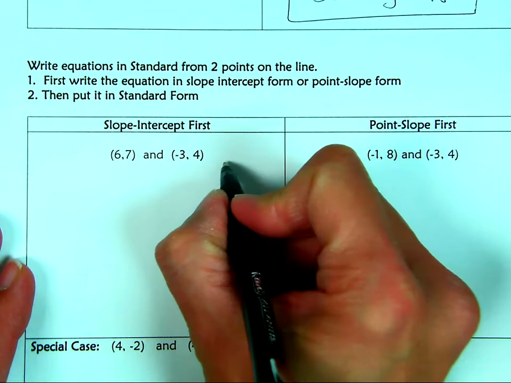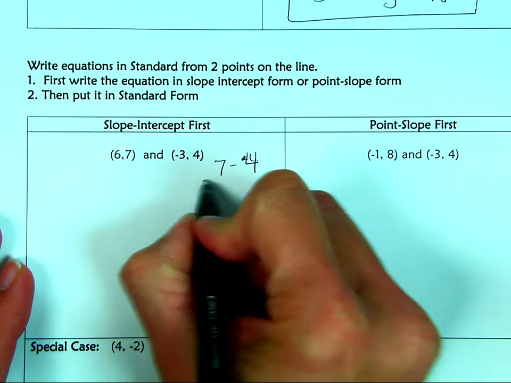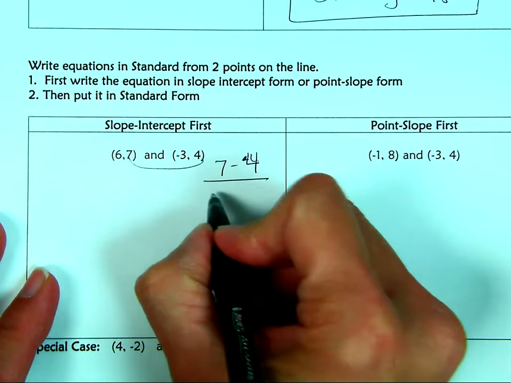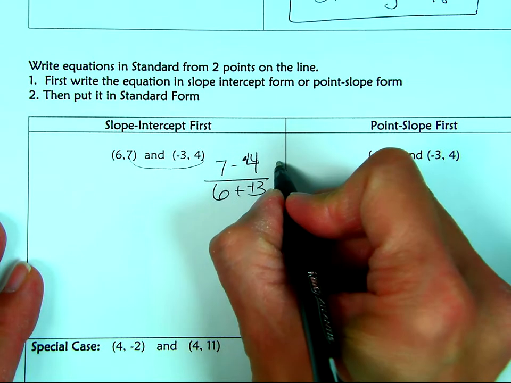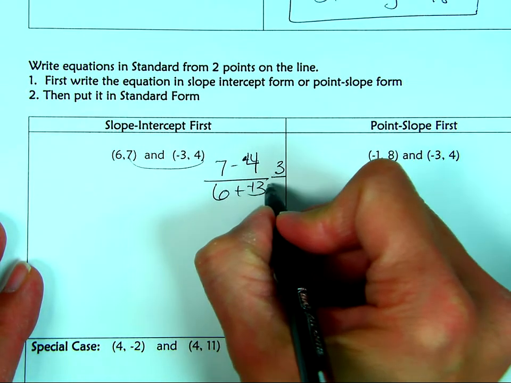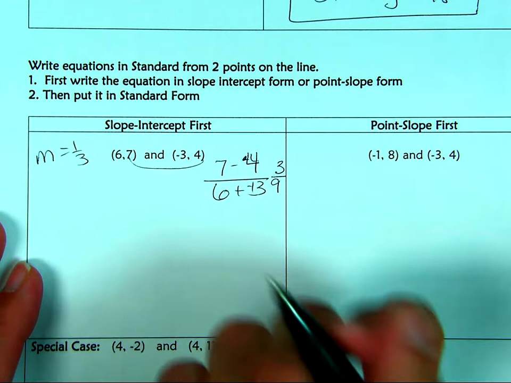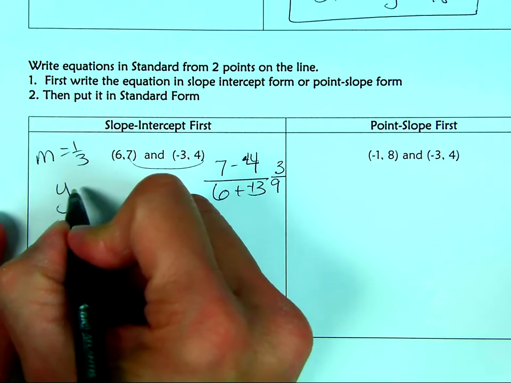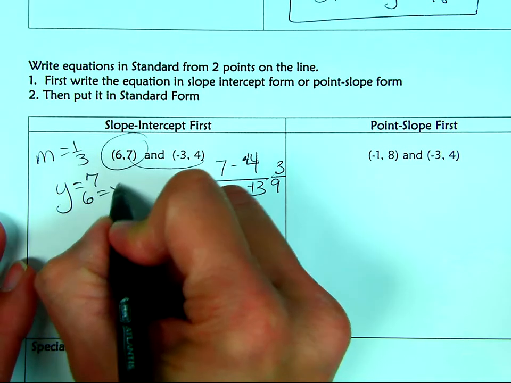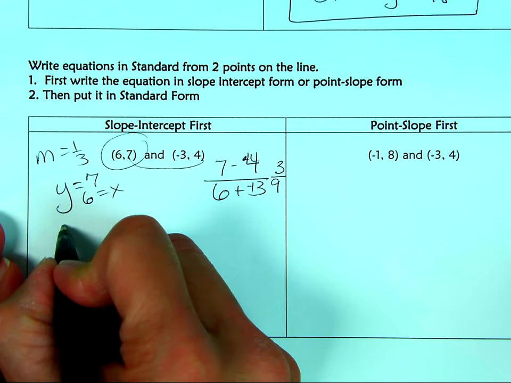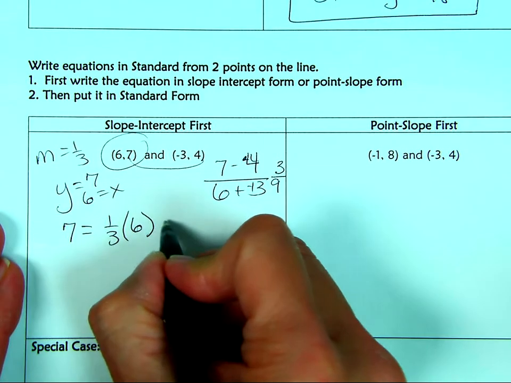Okay, so first we're going to find our slope. So that means 7 minus 4, that wasn't negative, 7 minus 4, over 6 minus a negative 3. So 7 minus 4 is 3, and 6 plus 3 is 9, so my slope is 1/3. And then I'm going to plug in my point. I'm going to choose this point. Y is going to be 7, and my 6 is going to be my x. So I'm going to say y equals 1/3 of x plus b.